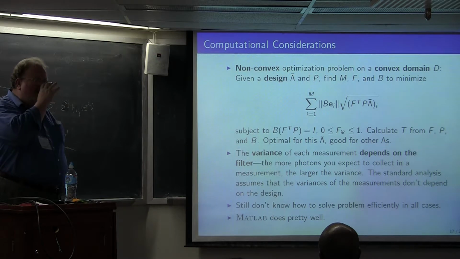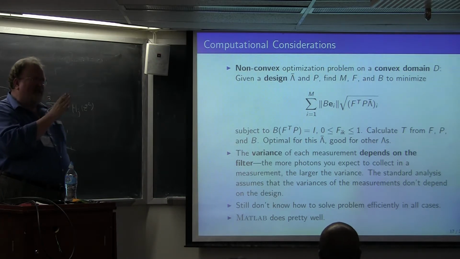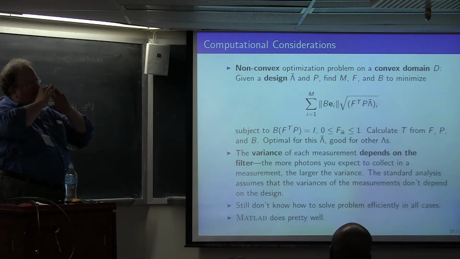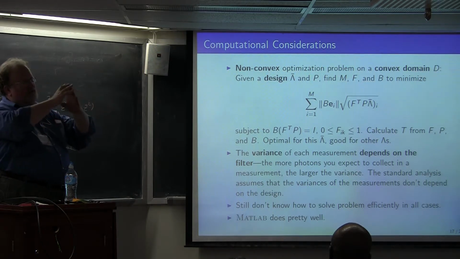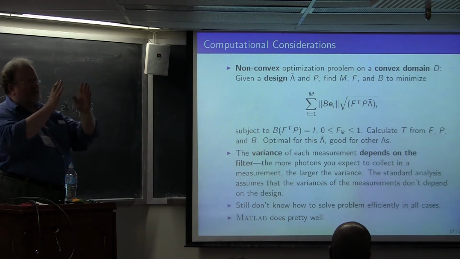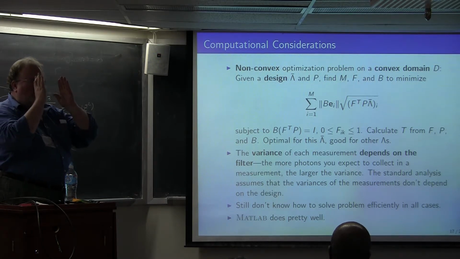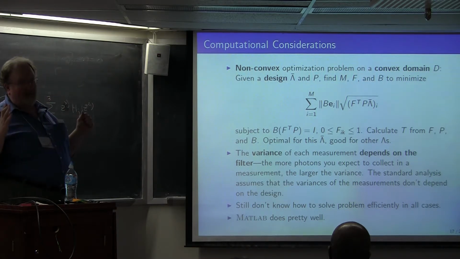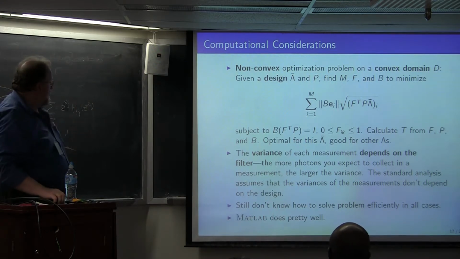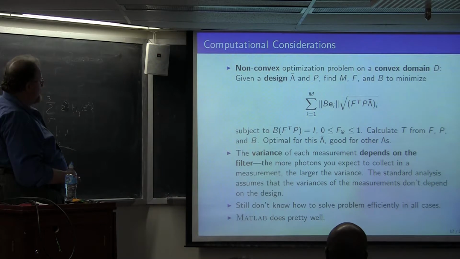Now, we can optimize it for a fixed lambda. I call this the design lambda. We can say lambda is 100 photons from the first chemical and 100 photons from the second one. I mean, it only depends on the ratio between them. But we can design it to be optimal for that design lambda, and it's good for other lambdas. It's not optimal for other lambdas, but it's good for other lambdas. And this is the thing you want to minimize.